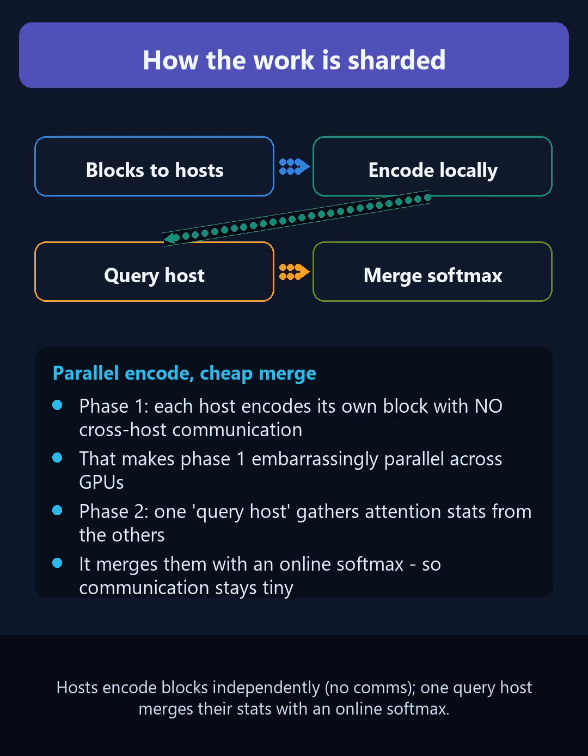Architecturally, the trick is how the work is sharded. In phase 1, each host holds and encodes its own block with no communication between them, so it is embarrassingly parallel. In phase 2, one host acts as the query host. The other hosts send only their attention statistics, not full data, and the query host merges them with an online softmax. That keeps cross-GPU communication tiny.